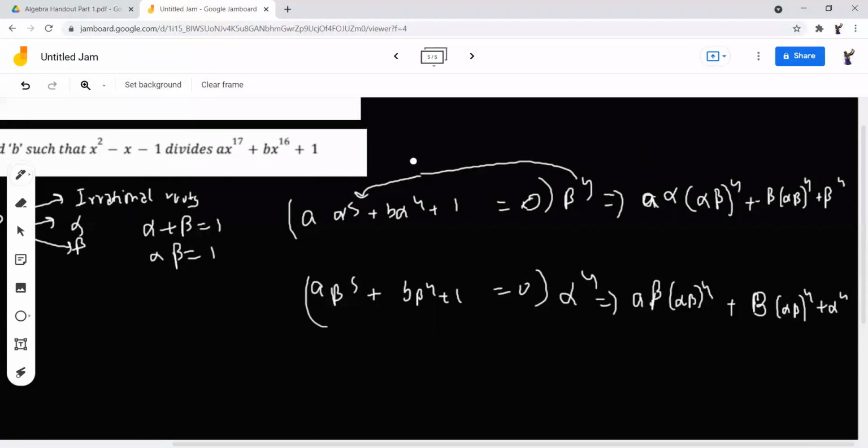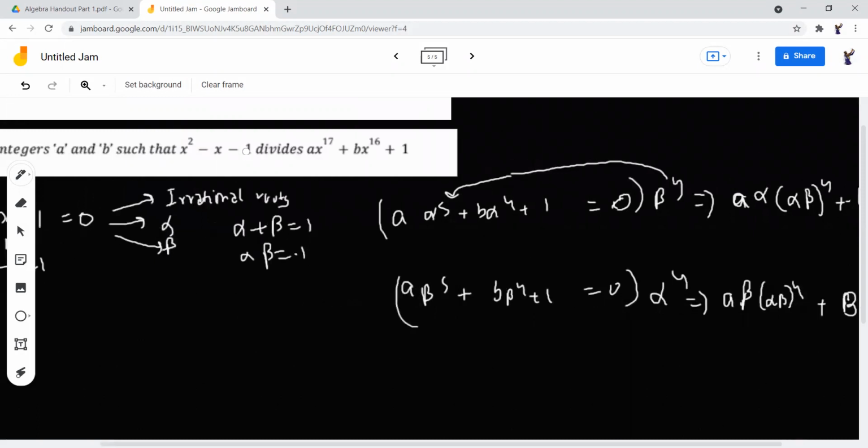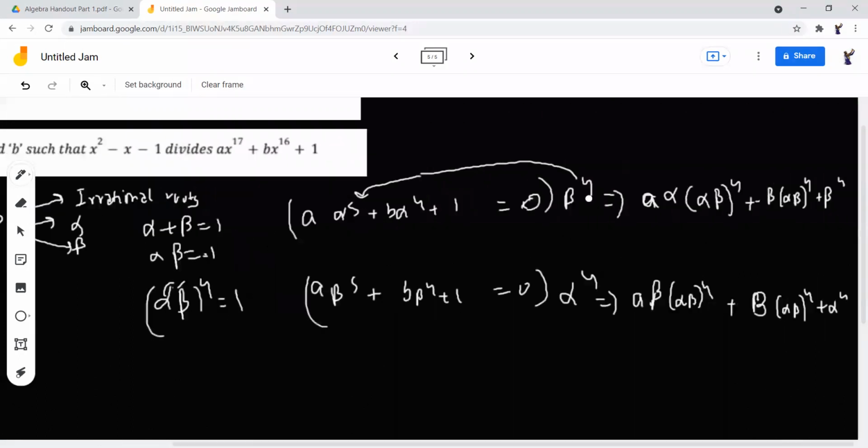So now guys, what we have got here is alpha into beta equals to, sorry, alpha into beta equals to minus 1, as minus c by a is minus 1. So alpha beta is minus 1. So alpha beta power 4 is equals to 1. So I'm going to keep alpha beta power 4 here. So this will become 1 and this will become 1. I get a alpha plus b plus beta power 4 equals to 0.